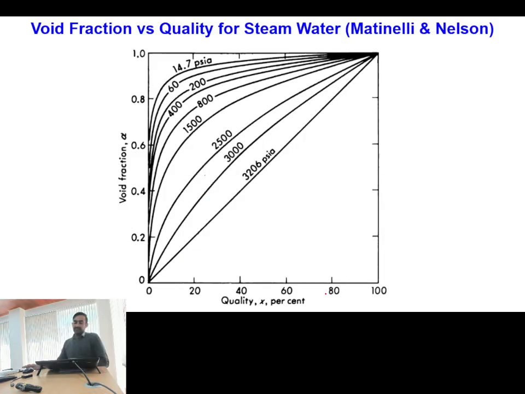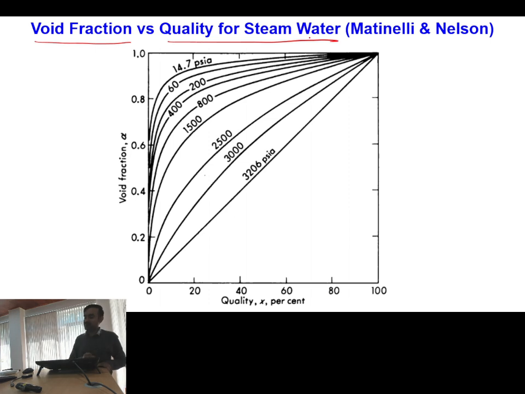So these are the different curves. You can see this is void fraction versus quality of steam, given by Martinelli and Nelson. Here the quality is given along the x-axis and void fraction along the y-axis, and this is for different values of pressure: 14.7 psi absolute, 60 to 100. So these are different values of pressure.